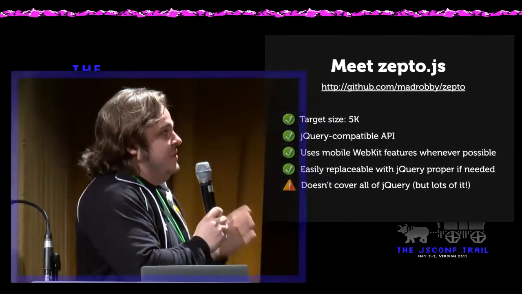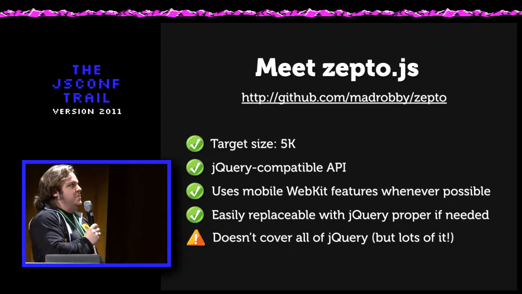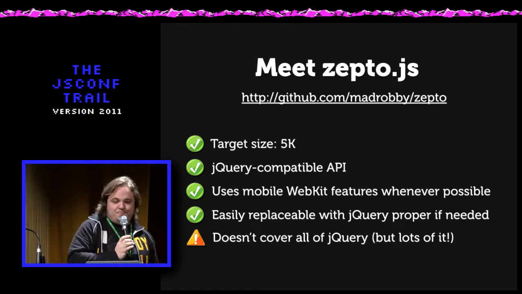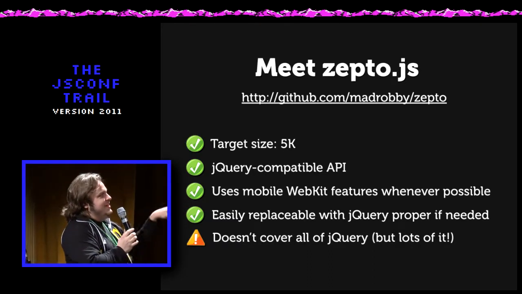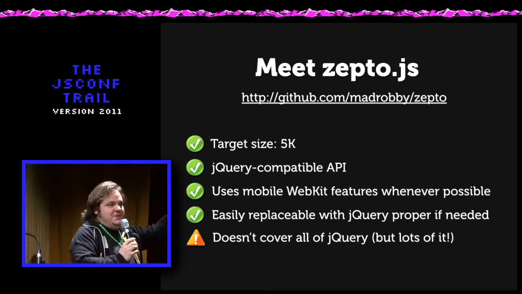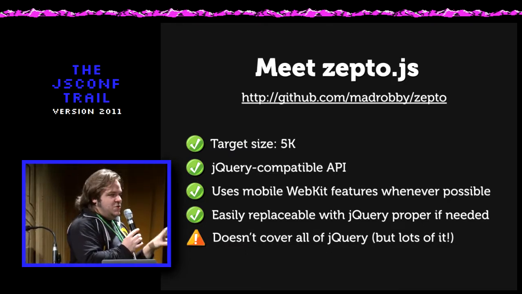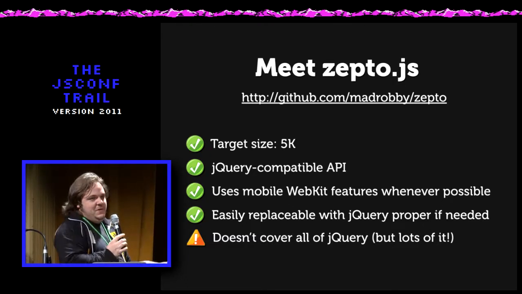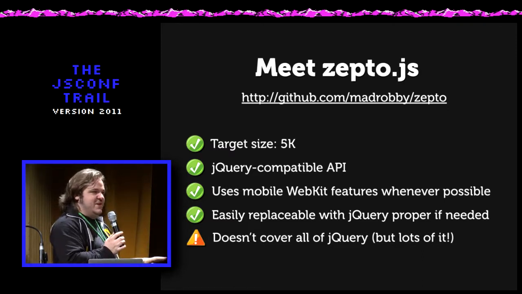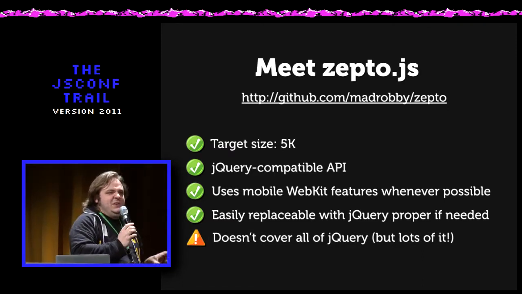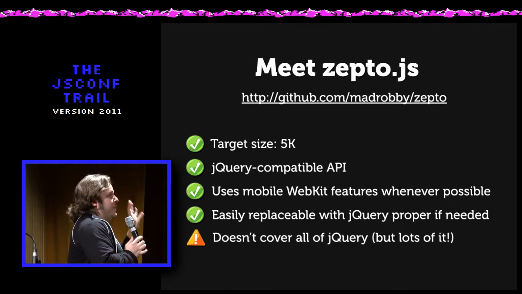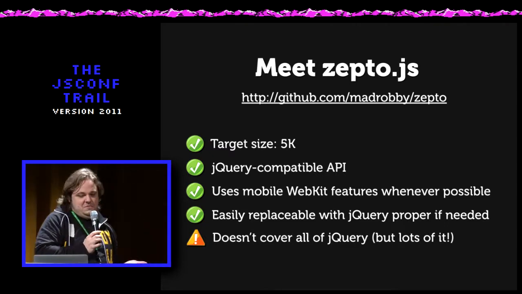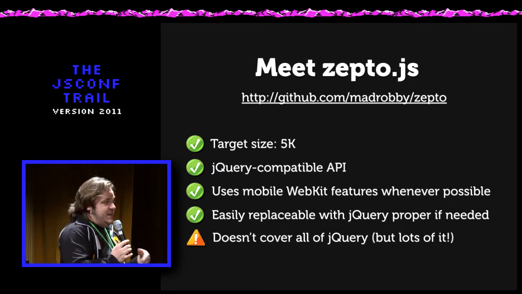So meet Zepto, if you haven't used it before. It's on GitHub, github.com/mattRobbie/Zepto. I'm Matt Robbie on GitHub for historical reasons. It's weird. It has a target size of 5K, minified and gzipped. I think 5K is a good size that you can still transfer fast, even with a slow connection. It's very cacheable, so there are no problems with caching limits, since older iOS versions at least have really weird caching limitations. It has a jQuery-compatible API. That doesn't mean it covers all of jQuery, but it covers a lot of jQuery. It uses mobile WebKit features whenever possible.